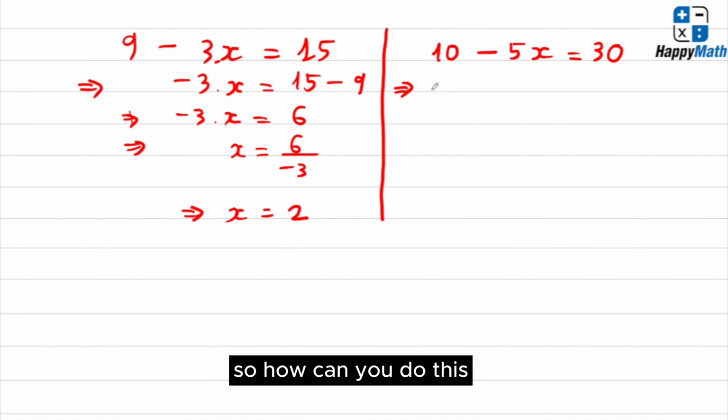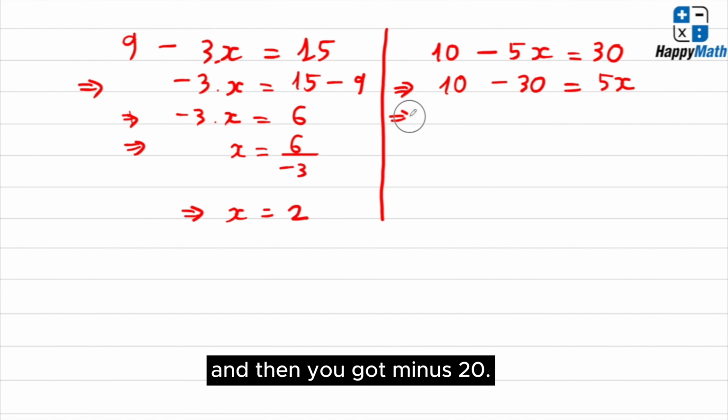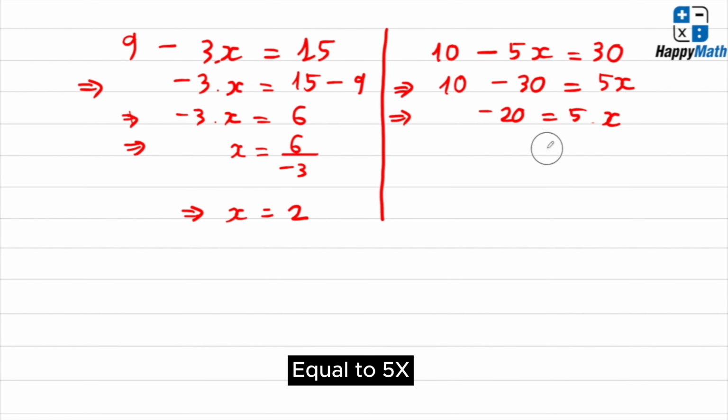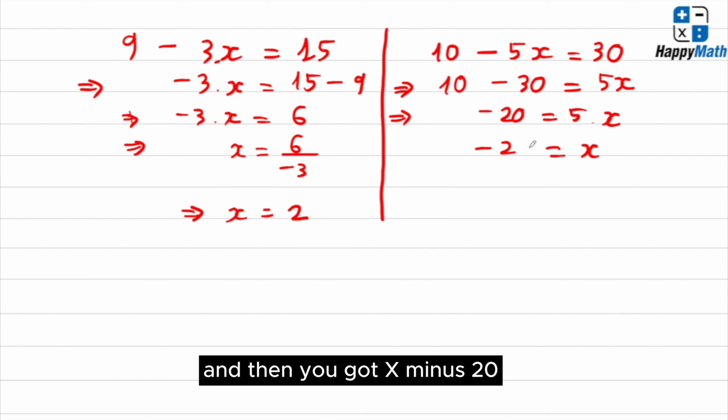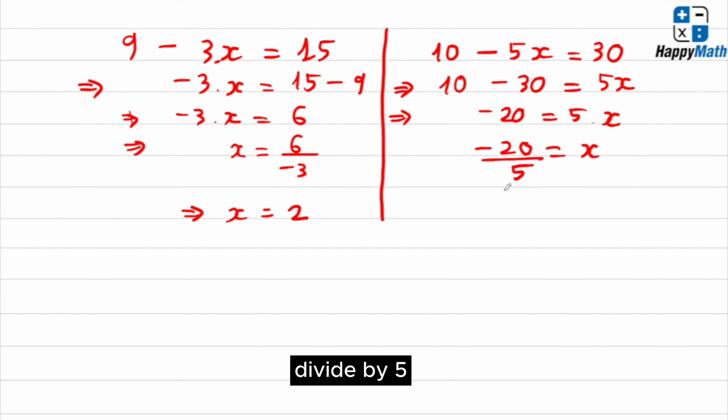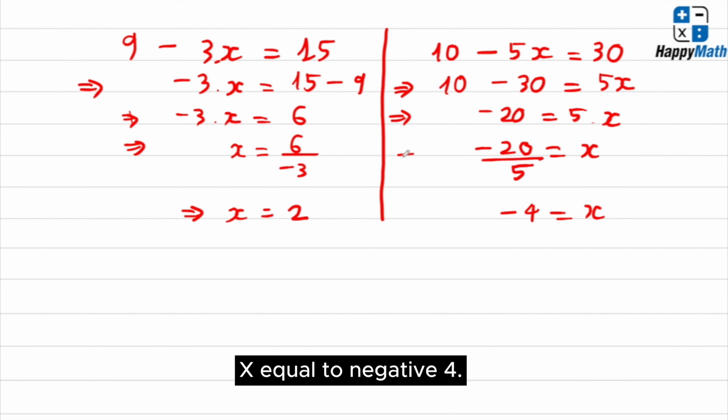Okay, so how can you do this? For this question, I will move negative 5x from left to right, and take 10 minus 30, and then you get minus 20 equals 5x, and then x is minus 20 divided by 5, and then you get x equals negative 4. Okay, that is the way I solve this equation.